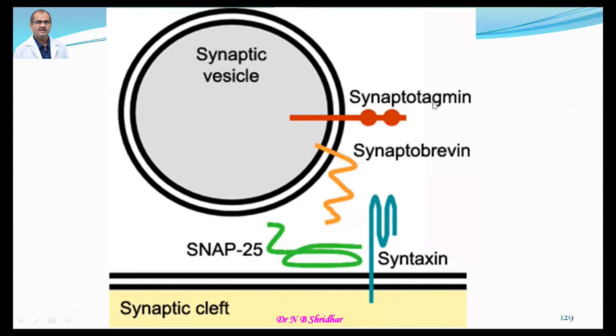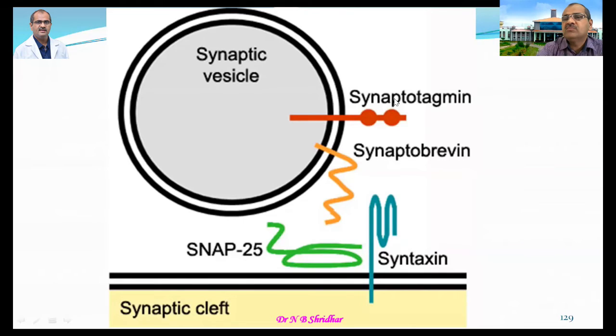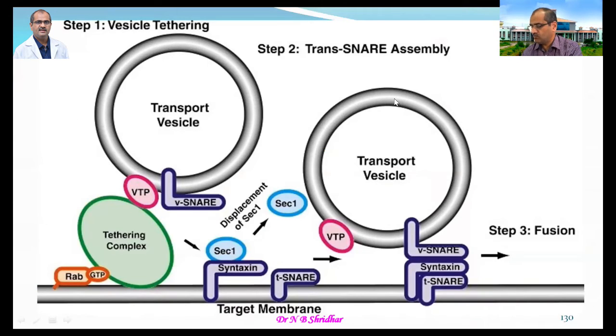The important materials required for the docking complex are synaptotagmin and synaptobrevin, and also syntaxin and SNAP. So these are all involved in the docking complex. This entire system is known as the docking complex. Here you can see what a docking complex means. It's a SNARE assembly.